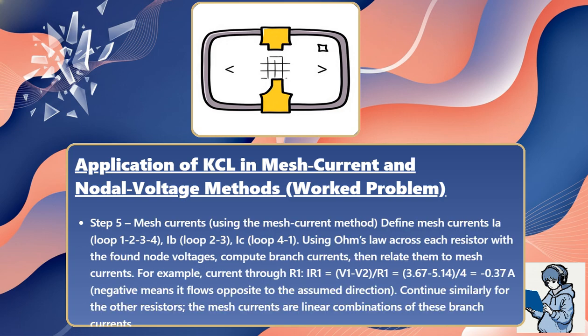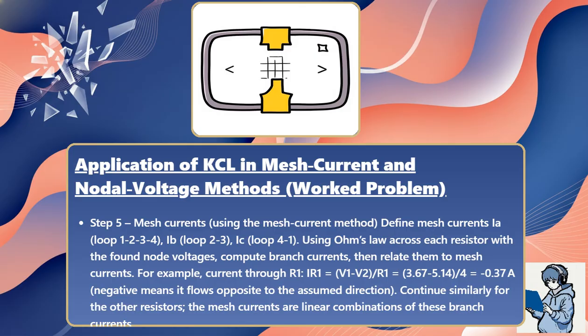Step 5. Mesh currents using the mesh current method. Define mesh currents IA for the loop 1, 2, 3, 4, IB for the loop 2, 3, and IC for the loop 4, 1. Using Ohm's law across each resistor with the node voltages we just found, compute the branch currents and then relate them to the mesh currents.